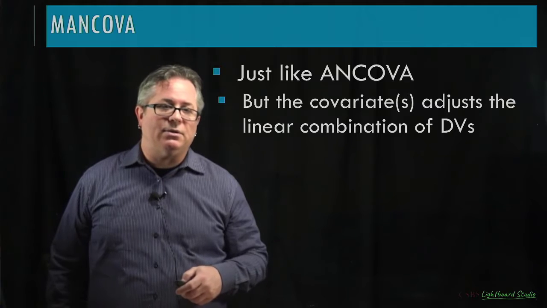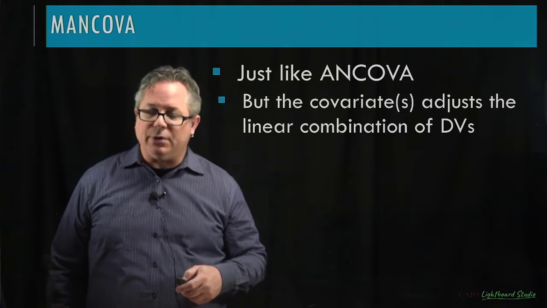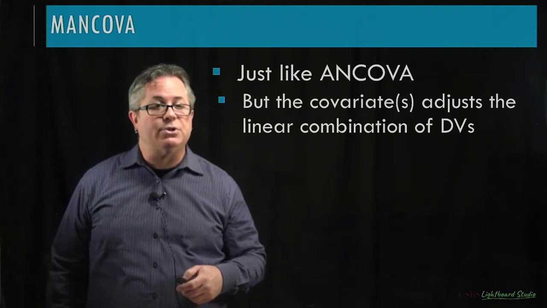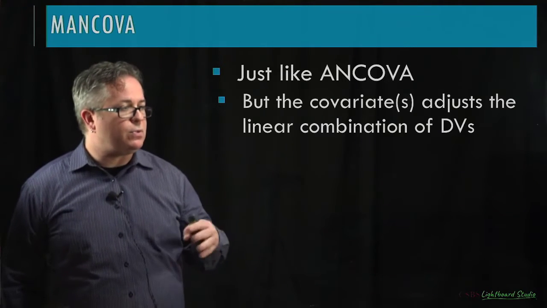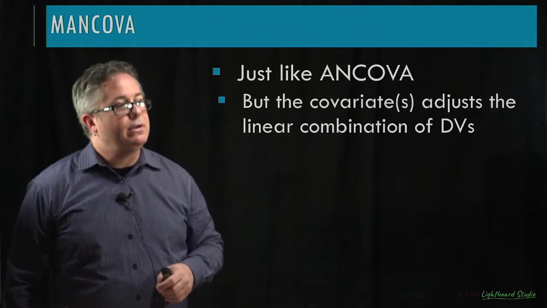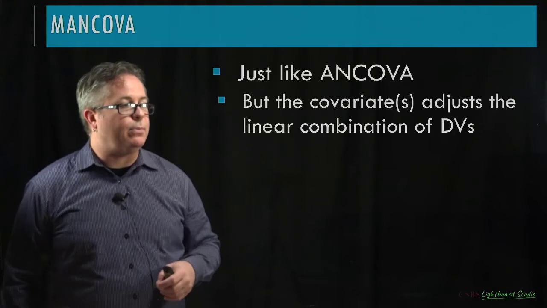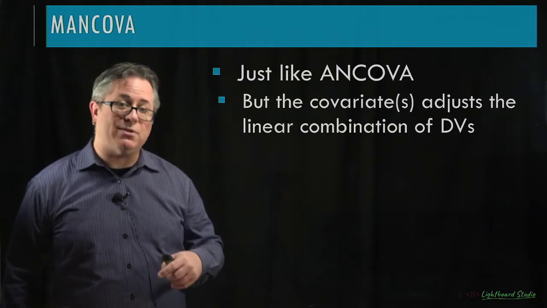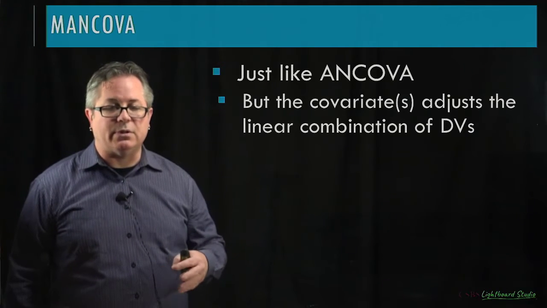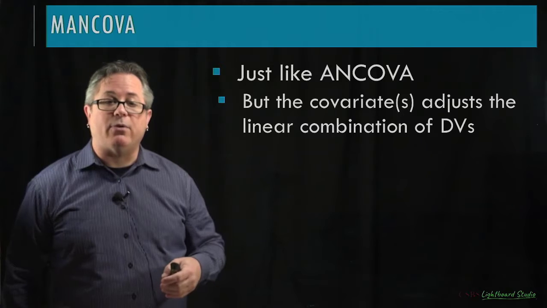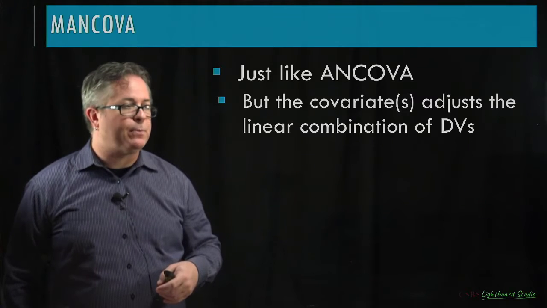Anyway, just like ANCOVA, you're going to bring in covariates to adjust for. You can adjust those linear combinations of DVs that we are creating with the MANOVA for the presence of those covariates, and actually hope to reduce some error variance and other things so that you can make the test more powerful in the best case scenario. So we can do that too.